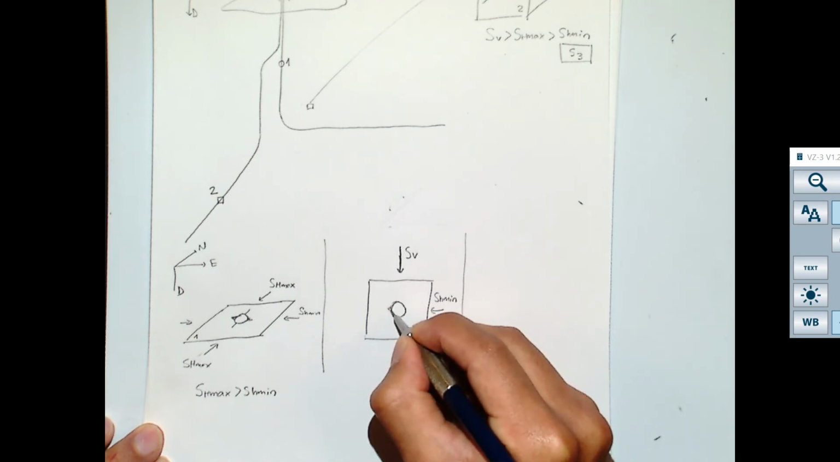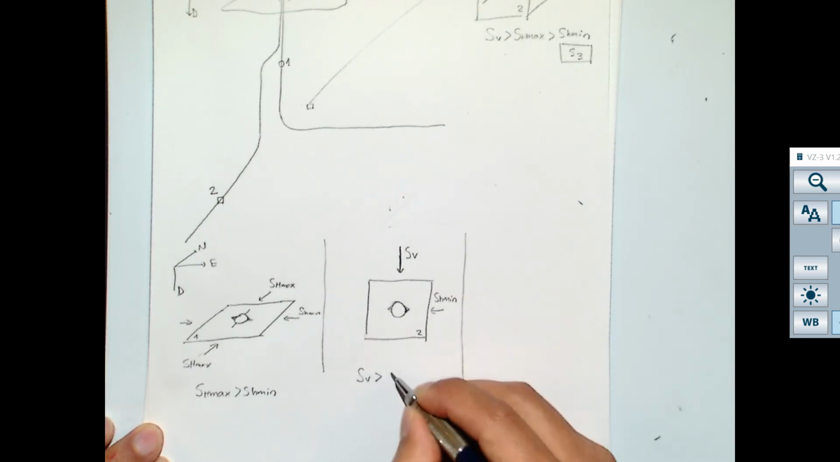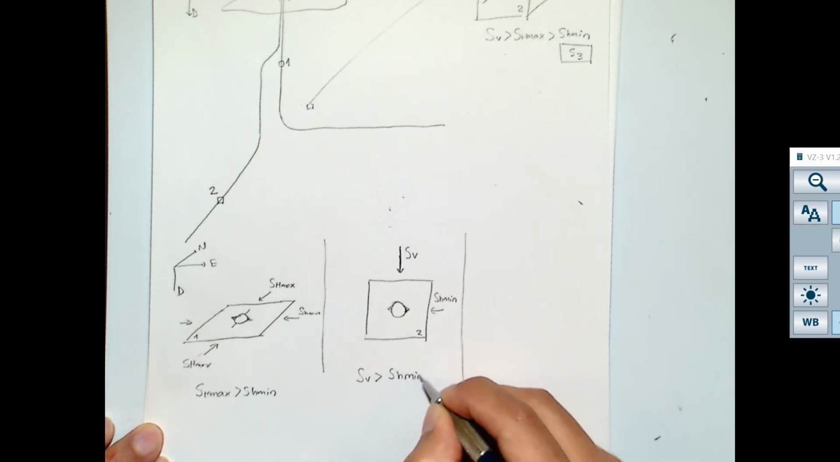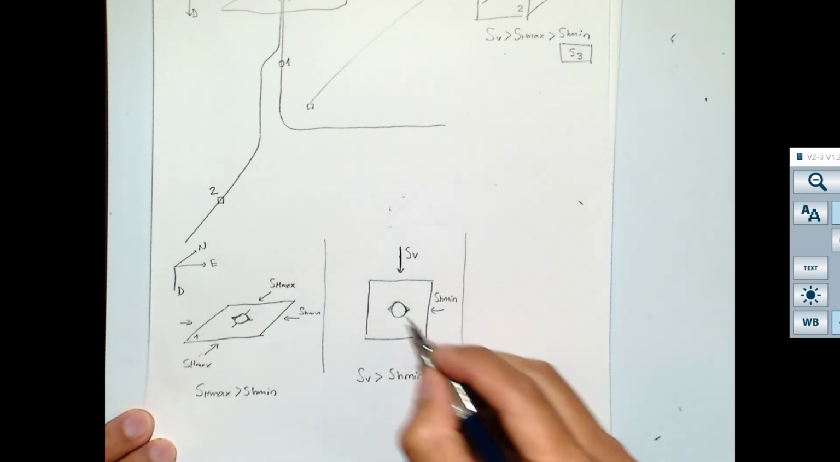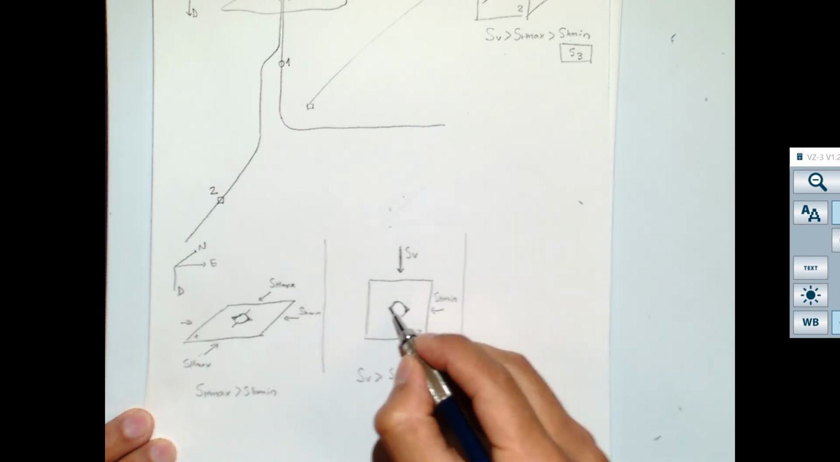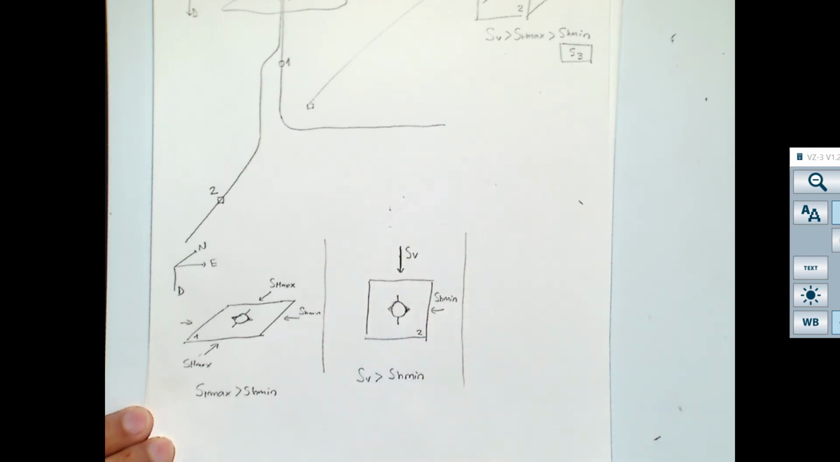Here. Why? Because SV is larger than SH min in this particular normal faulting case, okay? Remember that, this is for normal faulting. If we were in another location with reverse faulting or strike slip, it's not going to be the same. But in this case, SV is larger than SH min, so all the compression magnifies in here. And if you had tensile fractures, they will occur on the top and bottom of the wellbore.